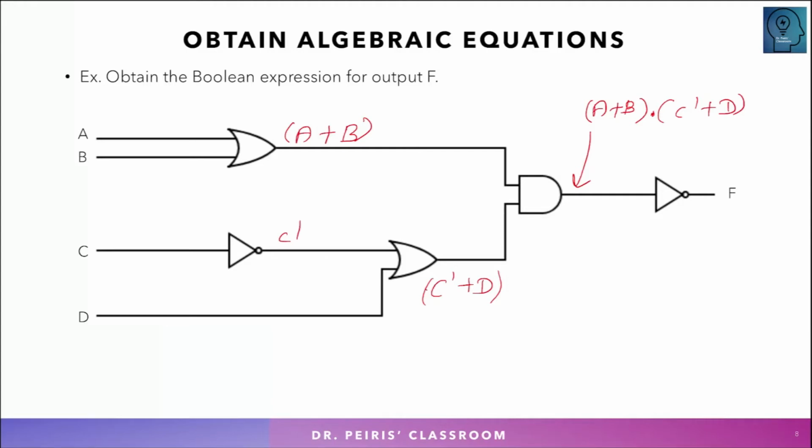Now what happened to this output? So this final F is basically going to be the inversion of this output from this AND gate, because there is an inverter. So this entire thing becomes the complement. So how do we write the final output F? We have the (A or B) term and then the (C prime or D) term. Now this entire thing needs to be complemented, or you take the inversion of that. So this is the final answer for this output F.